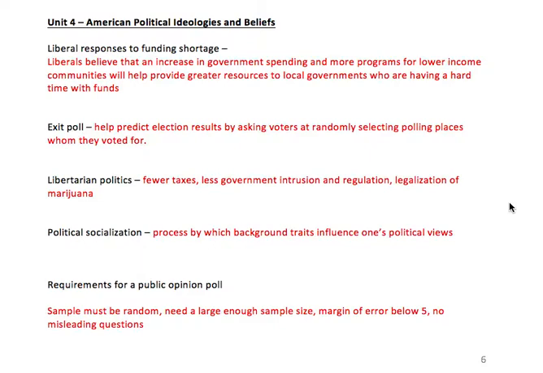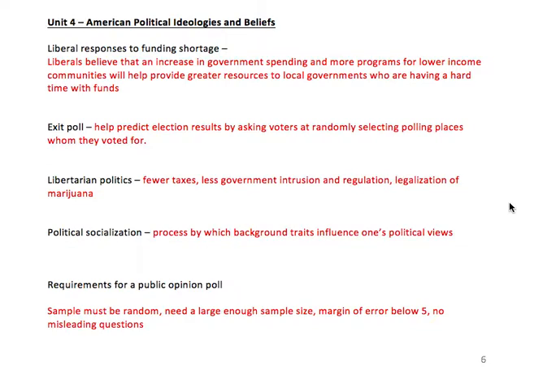Unit 4, looking at different responses to different things by liberals or conservatives. One of the responses you should know, liberal response to a funding shortage would be an example. Liberals always want to increase government spending for more programs, which then hopefully would help and target local communities, poorer communities, which will help provide greater resources to local governments.